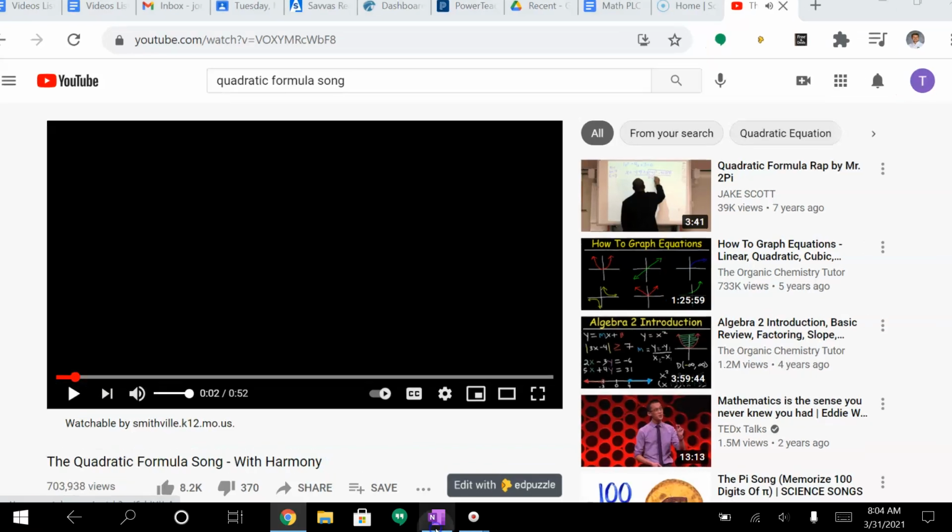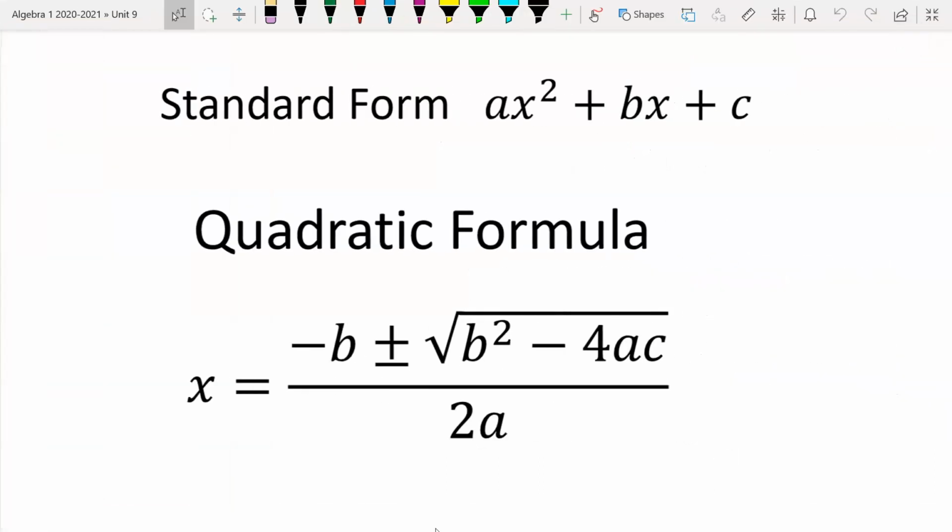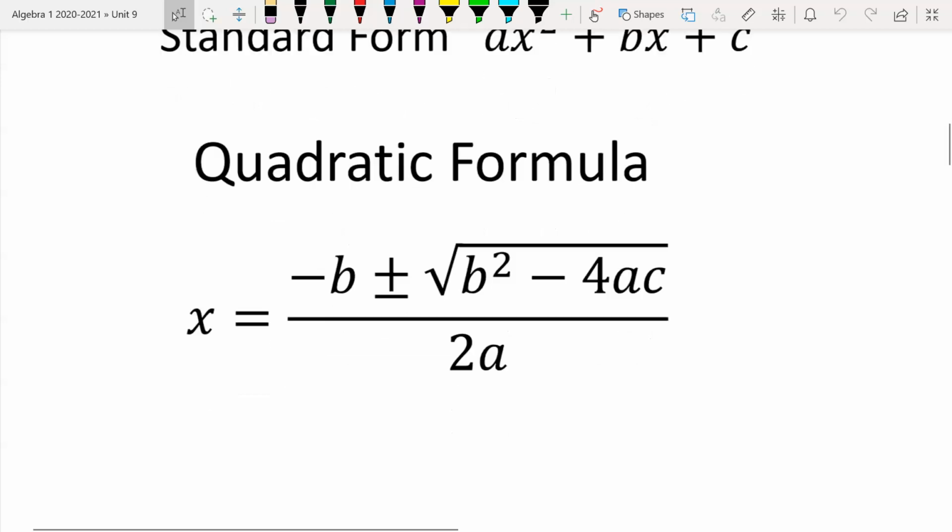If you guys were in person, I would sing that to you. So I'll go ahead and sing it now. So x equals negative b plus or minus the square root b squared minus 4ac all over 2a.